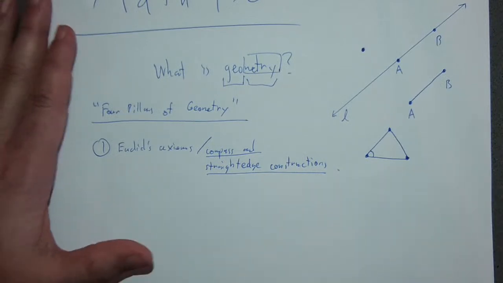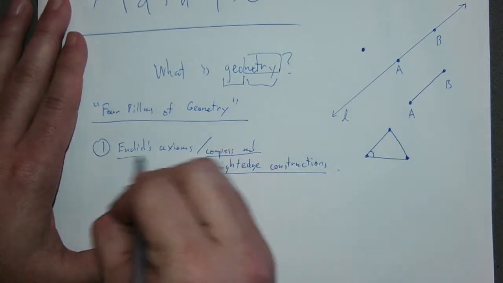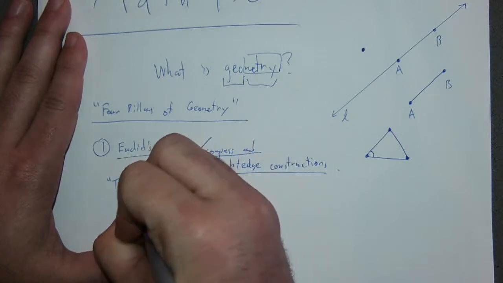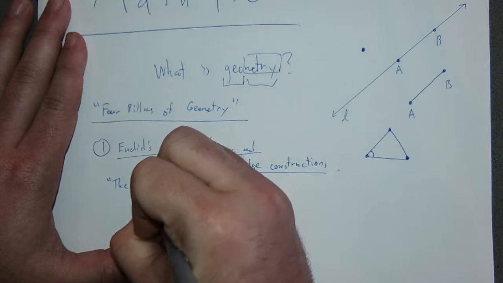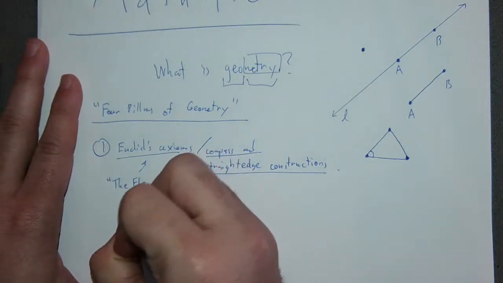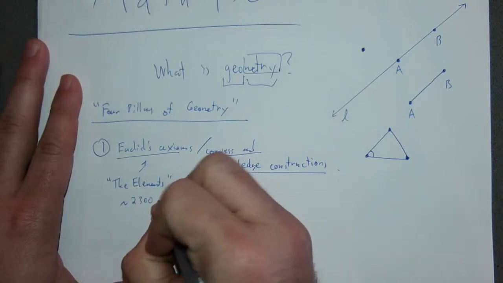So, Euclid's axioms, where did these come from? So, Euclid was a geometer from Alexandria that wrote a textbook called The Elements. So, this was written about 2,300 years ago. So, this is roughly 2,300 years ago.